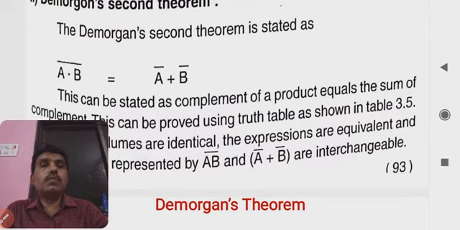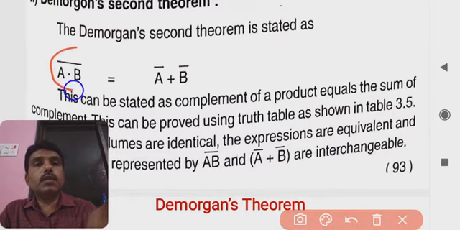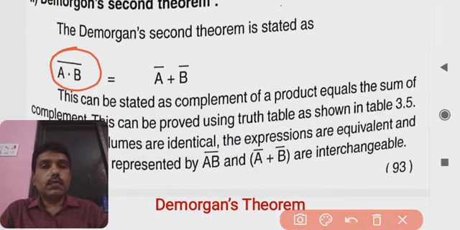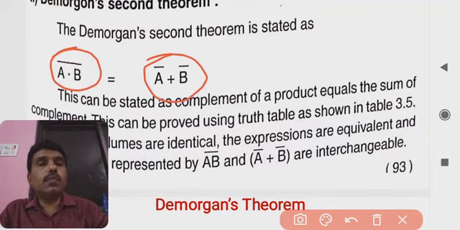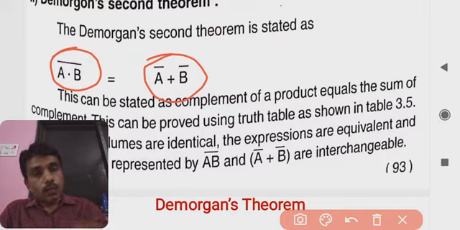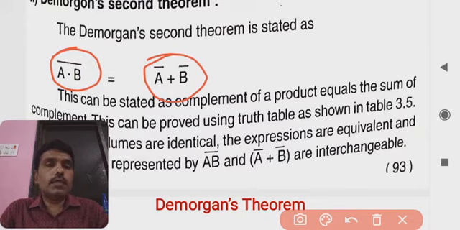First it will come as the complement of product, and that's why if you look at this left hand side, this left hand side is nothing but A and B complemented. That means the complement of the product of A and B, and that's why the complement of the product is equal to what on the right hand side? A complement or B complement, the sum of their complements. So this is the statement for De Morgan's second theorem: complement of the product equals the sum of their complements.